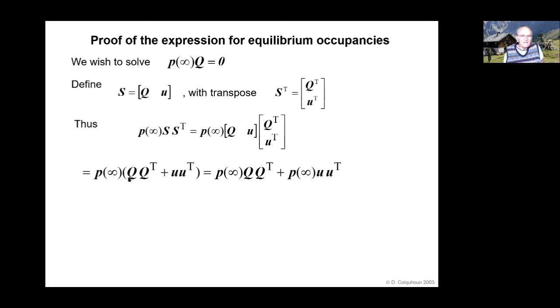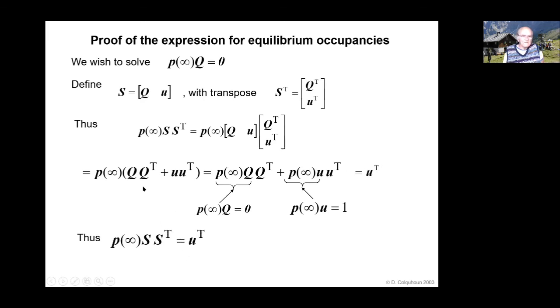And if you look at these two terms separately, P infinity Q Q transpose and P infinity U U transpose, we see that the first term is zero because P infinity Q is zero. That's what we're trying to solve. And the second term is just U transpose, a row vector of ones, because this P infinity U simply adds up the equilibrium occupancies, which must come to one. So the right-hand side just reduces to this row vector of ones.